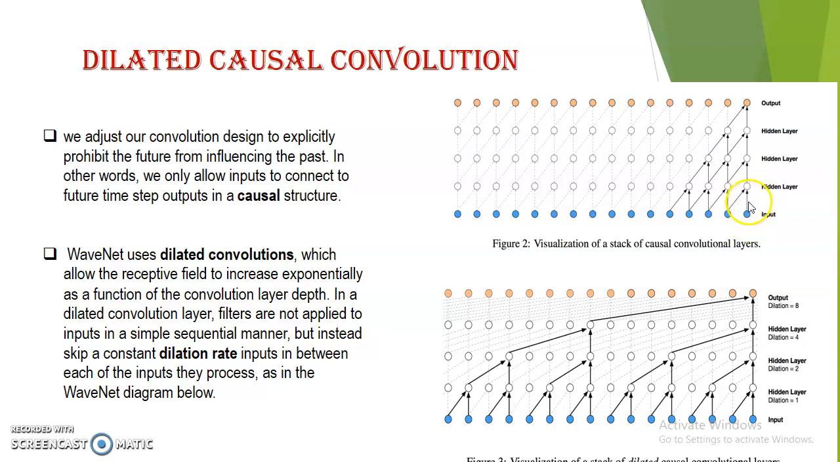But suppose we have three hidden layers, and then we are not able to cover multiple inputs. I mean to say we are not able to properly capture the long-term dependency of this output value.